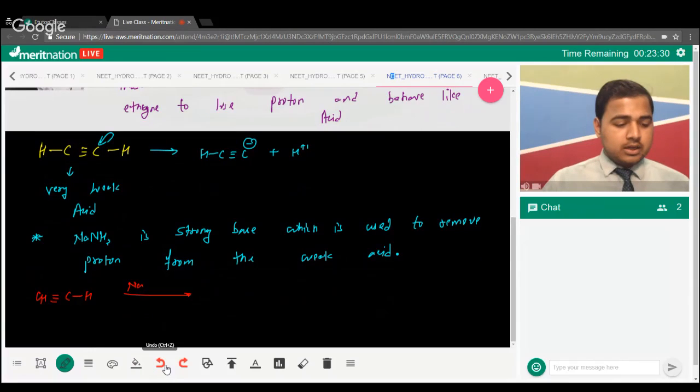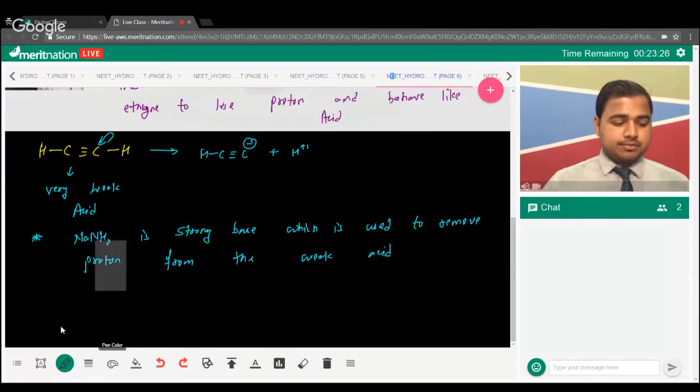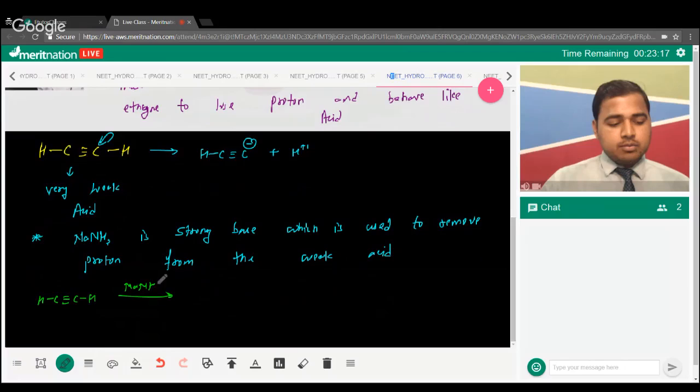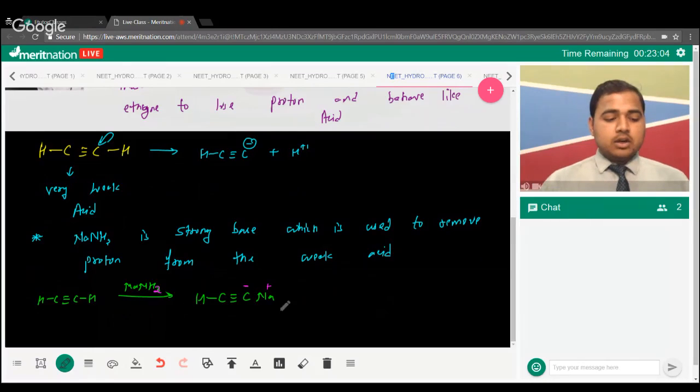If you are adding NaNH2 here, then it will break the CH bond. This is HC triple bond C negative, and there is Na positive, from NaNH2. Got it? And then what do we have to do? We have to react with the CH3CH2Br.